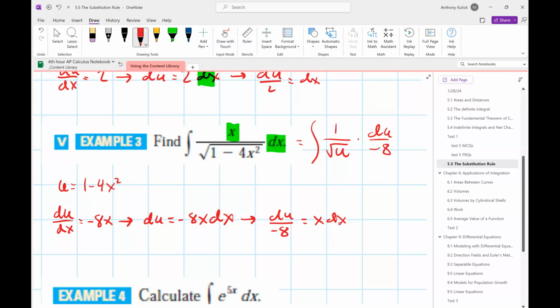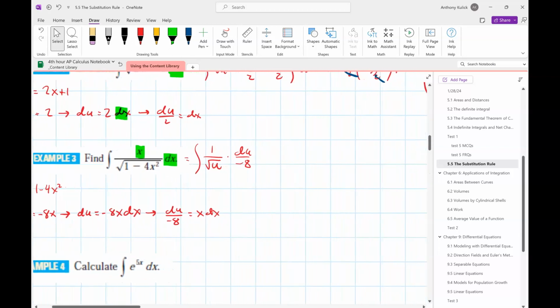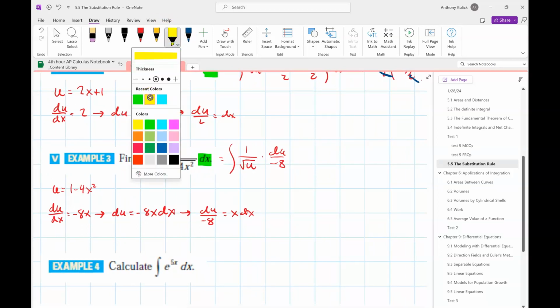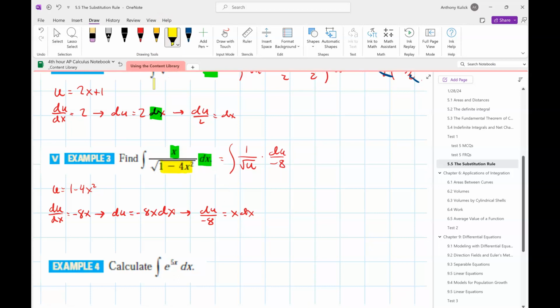So when I make my substitution, I have 1 over the square root of u times du over negative 8. Is everybody okay? Wait, how do you have 1 over the square root of u? Well, 1 minus 4x squared is the u, so this is my u, so that it's in the denominator of the fraction, right? What's in the numerator of the fraction now? 1, because the x dx is the du over negative 8 part. Does that feel okay? Yeah.